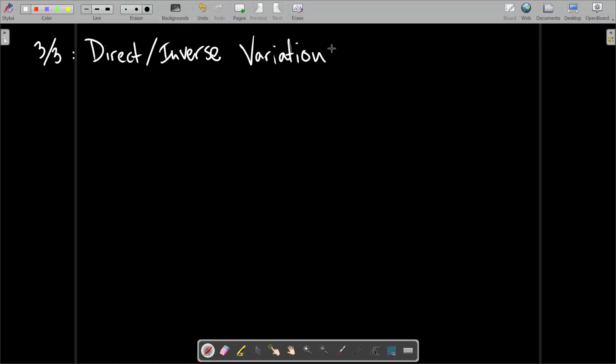So bottom line is that variables in math can vary with each other directly or indirectly. By the way, another word for inverse variation is indirect variation. I might flip-flop back and forth, but generally I'm going to try to stick to inverse because that's what you're going to see it mostly as. So if I say indirect variation, then I'm talking about inverse variation.